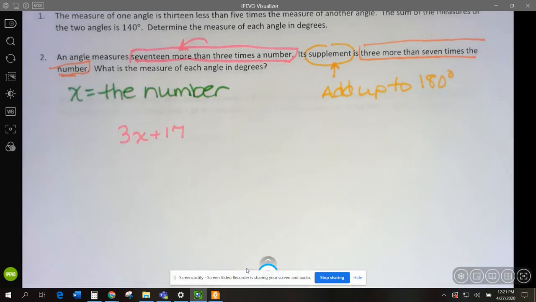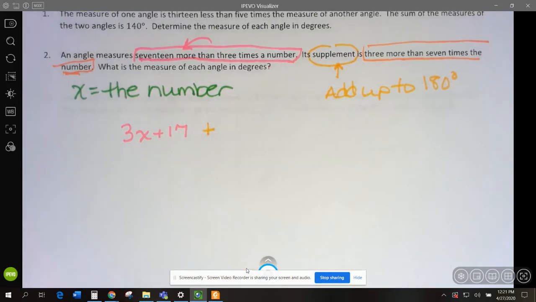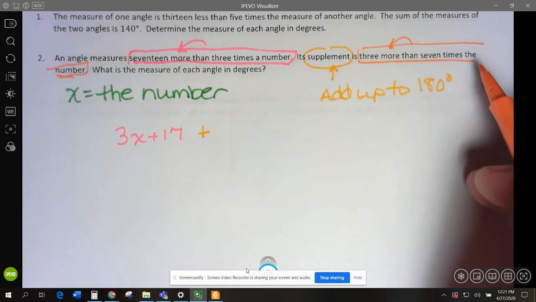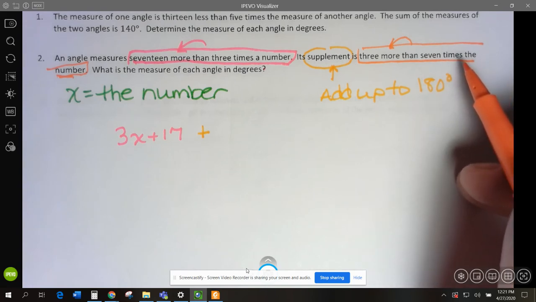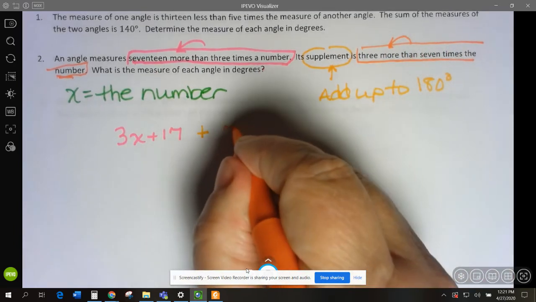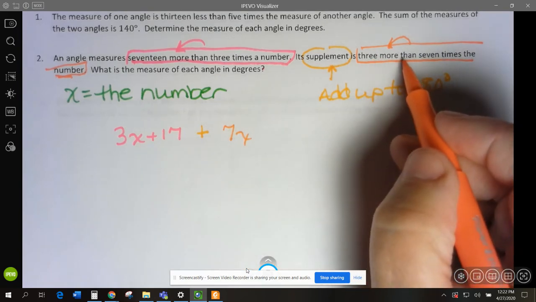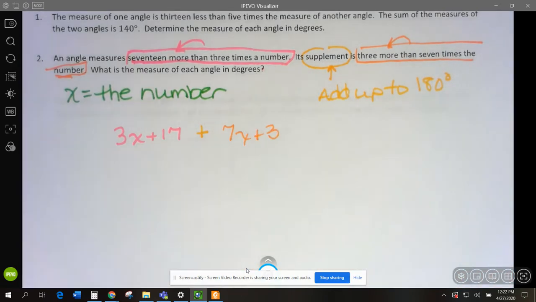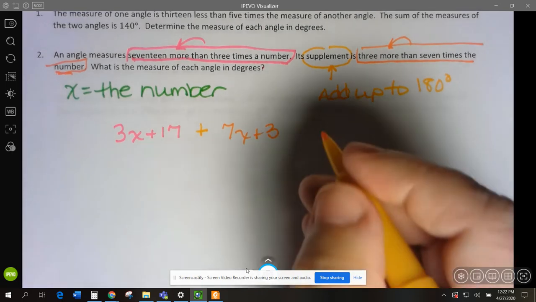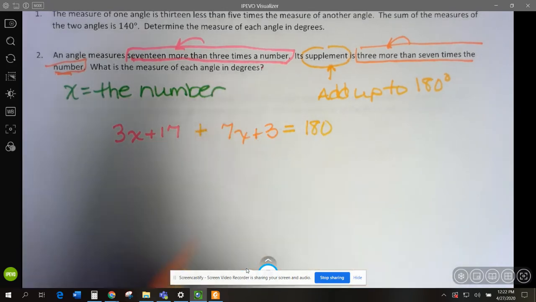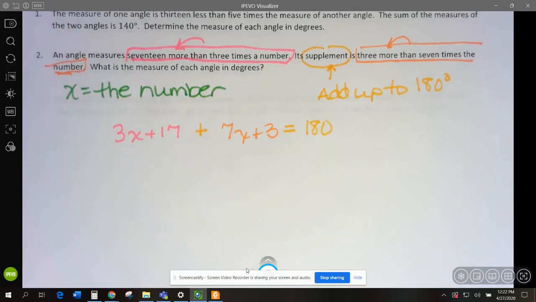They're supplementals, so we have to add them to get 180. So we're going to add 3 more than, once again a turnaround phrase, 7 times the number. What are we calling that number? X. 7 times the number, so 7x. But we want 3 more than that, so we're going to have to add 3. And this is all going to have to equal 180. They're supplemental, so they have to add up to 180 degrees. So there's our problem we have to solve.